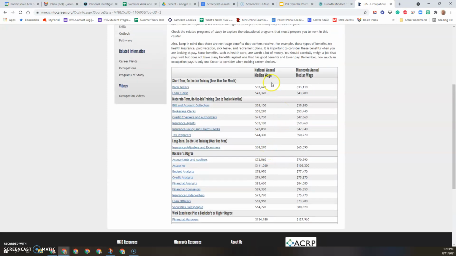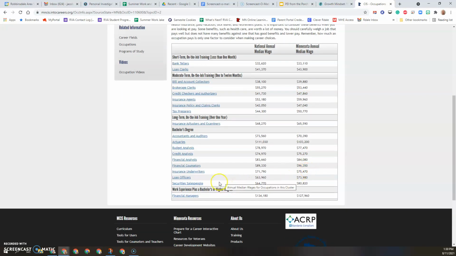Now, there's two columns. The first one is the national annual median wage. That means kind of like the middle or the average. So that's nationally around the country. The column on the right is in Minnesota. So for instance, if I go to let's say a financial counselor, and again, you can find out more about that job if you click on it, but I can see that across the country, financial counselors make $89,000. But in Minnesota, they actually make $96,000. So that's per year. That's a nice high paying job to get with a bachelor's degree. So that's a really good one.